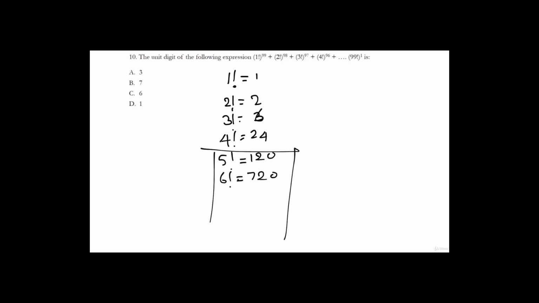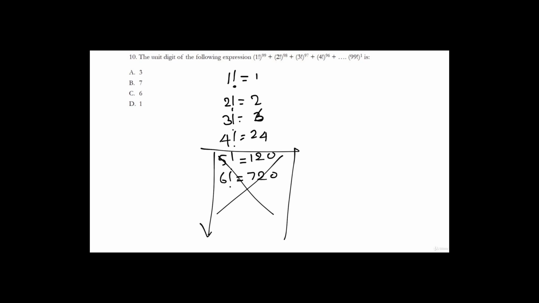So 1 factorial is 1, 2 factorial is 2, 3 factorial is 6, 4 factorial is 24, 5 factorial is 120, 6 factorial is 720. Like that, starting from 5 factorial, all the other factorials above will have 0 in the unit digit, which means their powers will also end in 0. So no need to consider any value above 5 factorial.